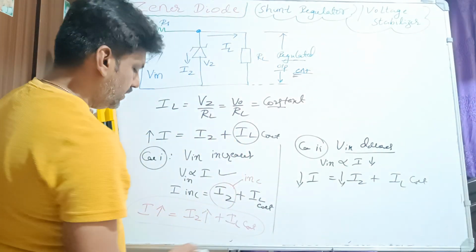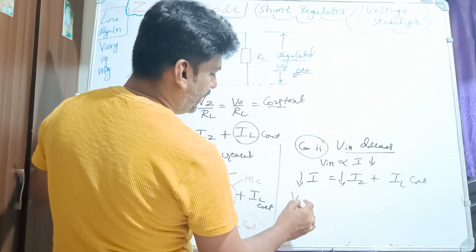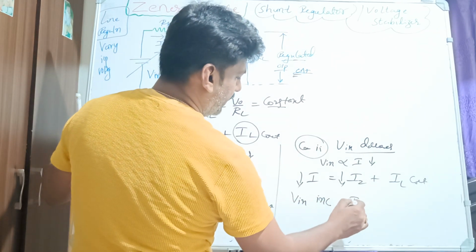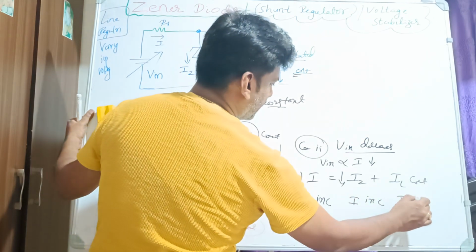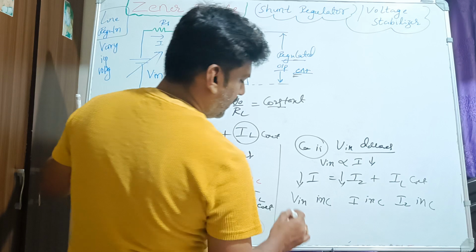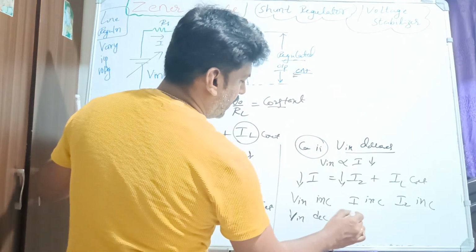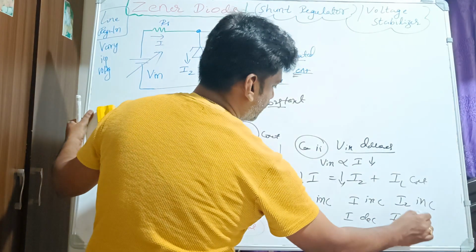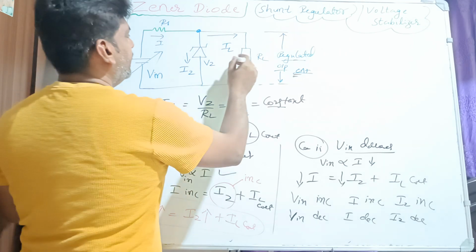So that is the conclusion we can make: if Vin increases, I increases and IZ increases. If Vin decreases, I decreases and IZ decreases, right? Because your IL is constant.